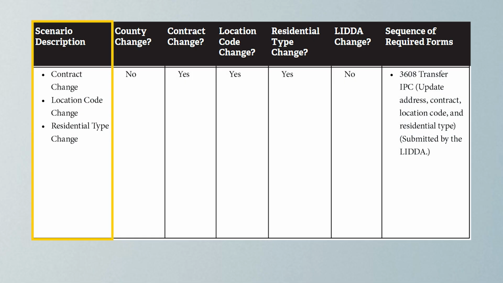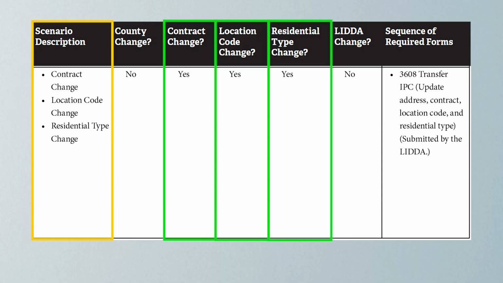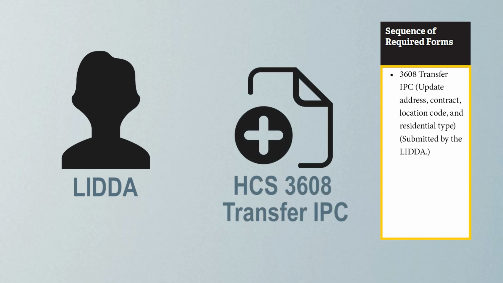Here we see an individual needs a contract change, location code change, and a residential type change, which the middle columns confirm. The LTCOP submits the 3608 Transfer IPC to update the contract, location code, residential type, and individual address. The new address will update on the form once the location code is entered and the Calculate IPC button is clicked.